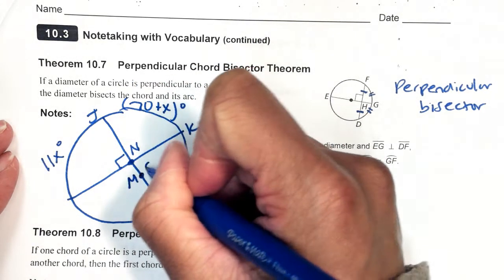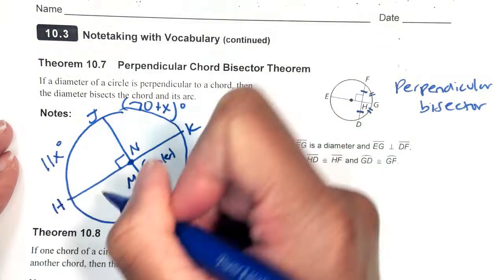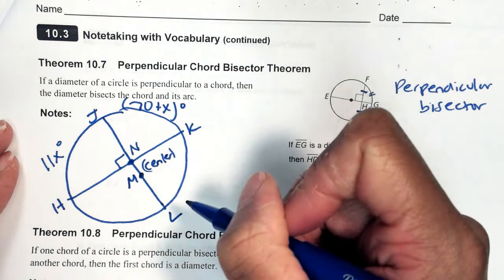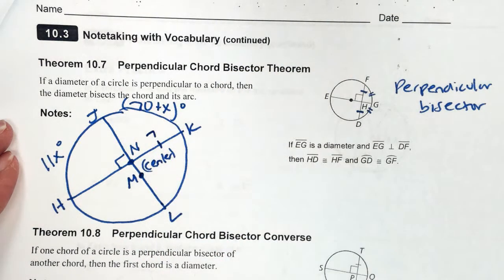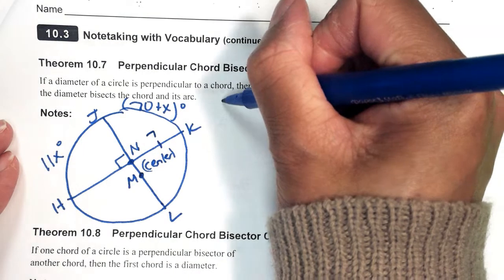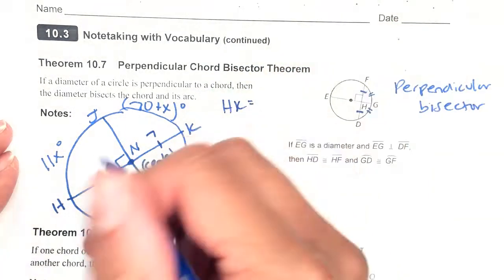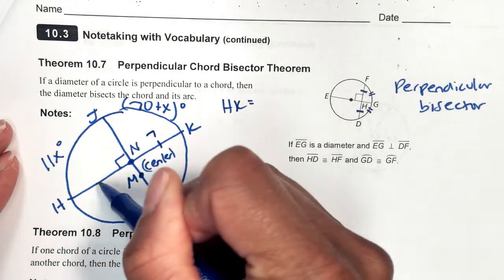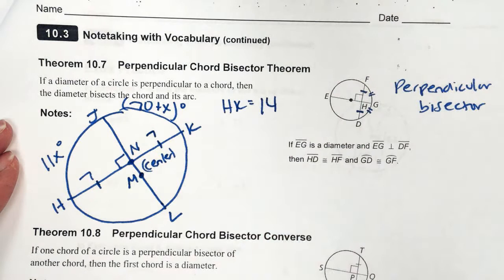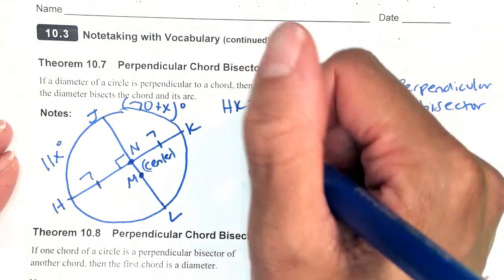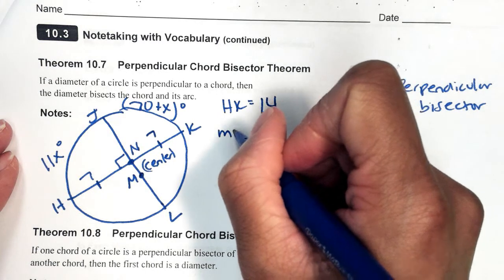This is our center. And then we have H on one side and L at the bottom. And we have one part of this chord with a measure of 7. So let's say we want to find HK. Well, HK is pretty much our diameter. So this side is 7, the other side is 7, which makes this a length of 14. So then, let's see if you want to find the arc length of HK.